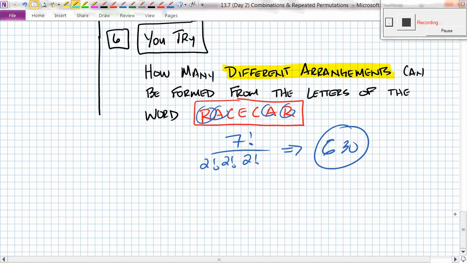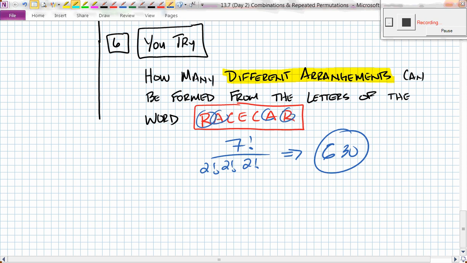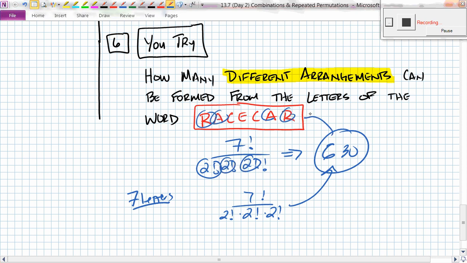Then we did one in class together. We talked about the word racecar. If we take a look here, there are a total of 7 letters. I have 2 R's, 2 A's, 2 C's, and then 1 E, 1 factorial. So the formula would just be 7 factorial over 2 factorial times 2 factorial times 2 factorial, which gave us 630 different distinguishable permutations for the word racecar. All right, there you go. Give me some feedback below if you need to.